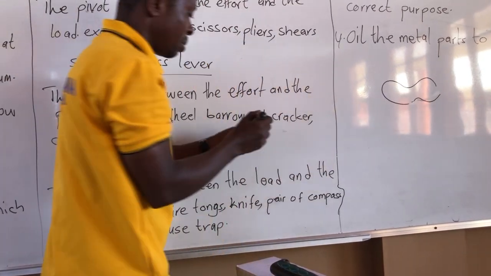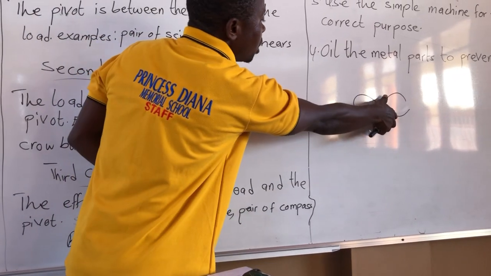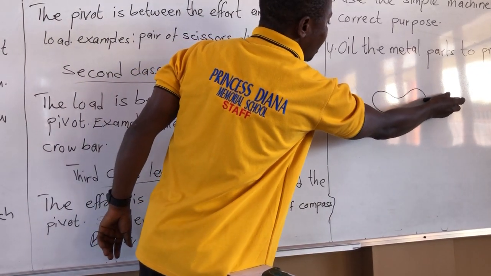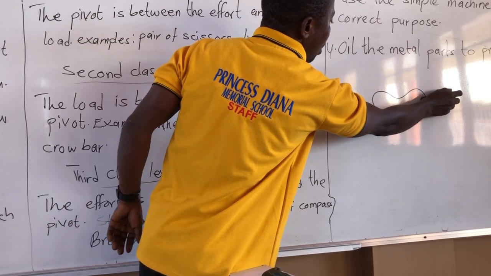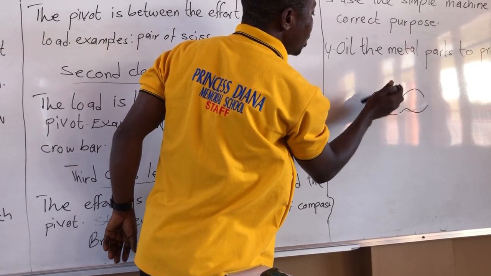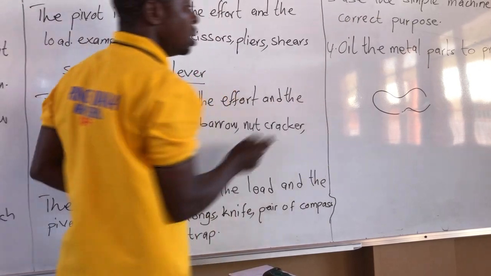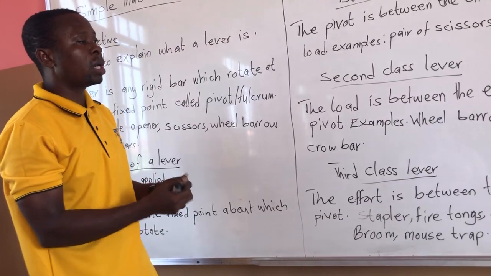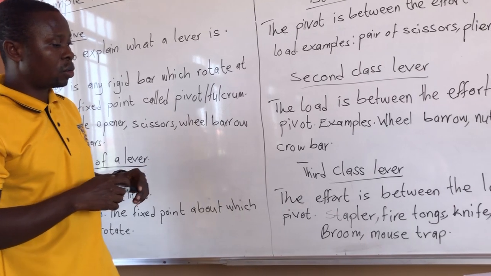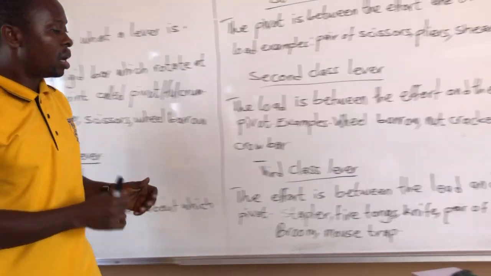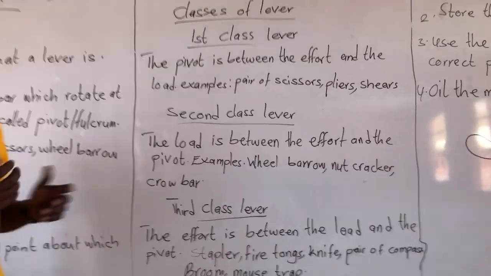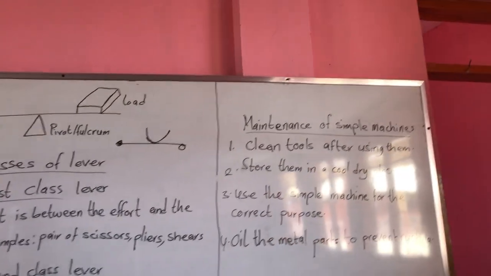The fire tongs are something like this. You hold this place and apply the force there, then this place is the load, something that you are carrying, and this is where the movement will take place. So the effort is between the load and the pivot. Very good.